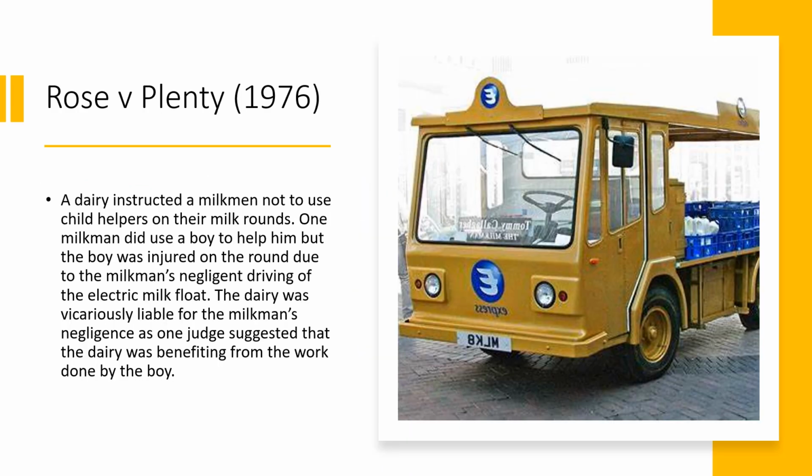Now, in Rose v Plenty, a dairy instructed milkmen not to use child helpers on their milk rounds. One milkman did use a boy to help him, but the boy was injured on the round due to the milkman's negligent driving of the electric milk float. The dairy was vicariously liable because the judge suggested the dairy was benefiting from the work done by the boy.